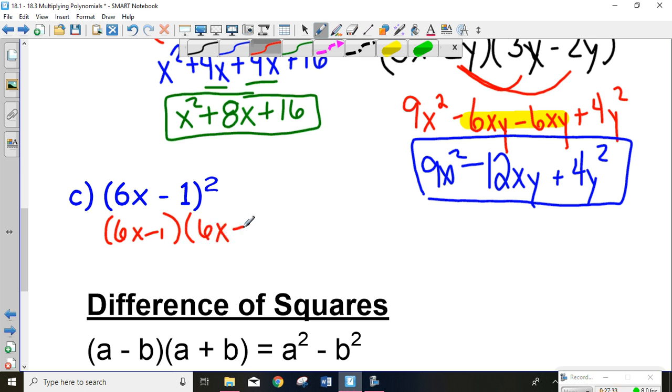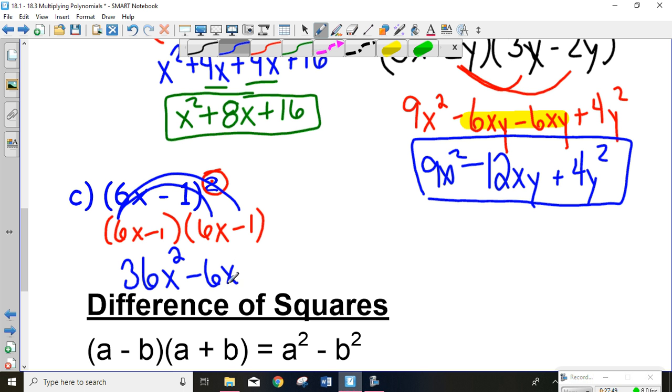Okay, hopefully you did that, and the very, very first step you should have done as soon as you saw this problem and saw the squared is write it as 6x minus 1 times 6x minus 1. Now it becomes distribute. 6x times 6x is 36x squared. 6x times negative 1 is a negative 6x. Negative 1 times 6x is another negative 6x. Negative 1 times negative 1 is a positive 1.